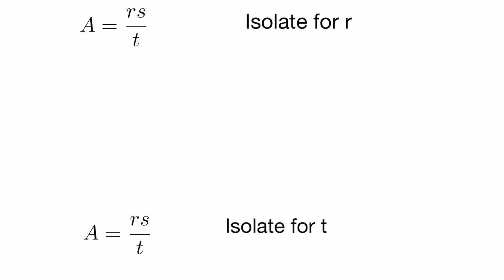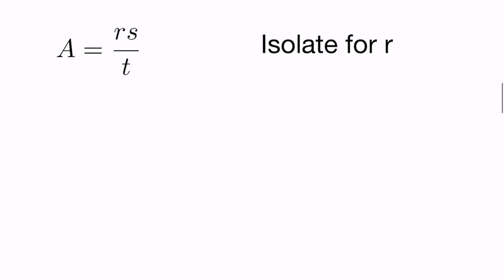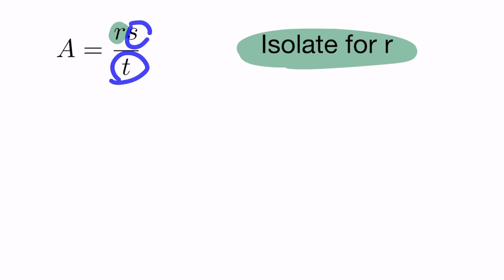So for the next problem here, we have A equals RS over T. And I'm being asked in this part of the question, can we isolate for the variable R? So I want to get R by itself. So for me to get R by itself, the S and the T are in the way. You'll notice here one technique you always want to use is when you are dealing with fractions, you want to get rid of them. So in this case, you're going to multiply across by T.